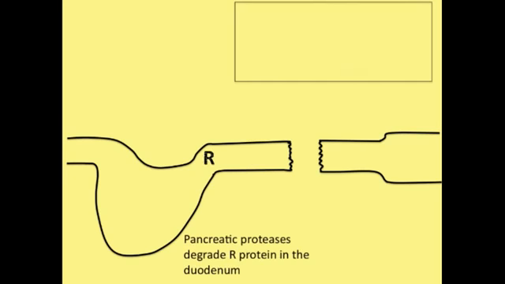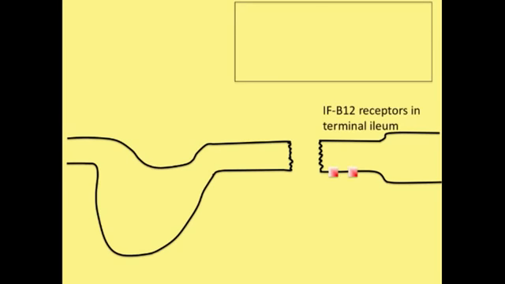So here we have pancreatic proteases, and this is how R protein is degraded. And it's degraded in the duodenum. Finally, in the terminal ileum, we have intrinsic factor B12 receptors, and that's going to be the end point, the end game for B12 absorption from the gut.